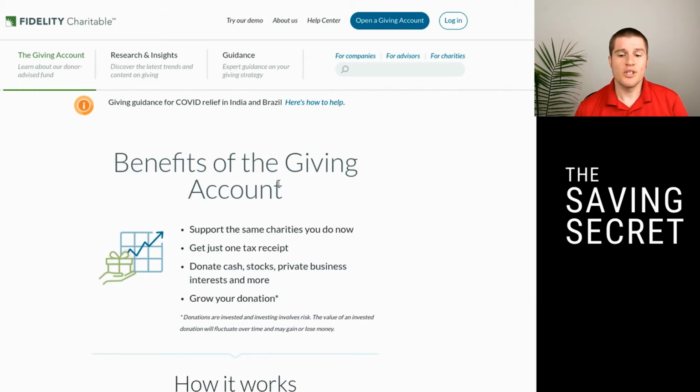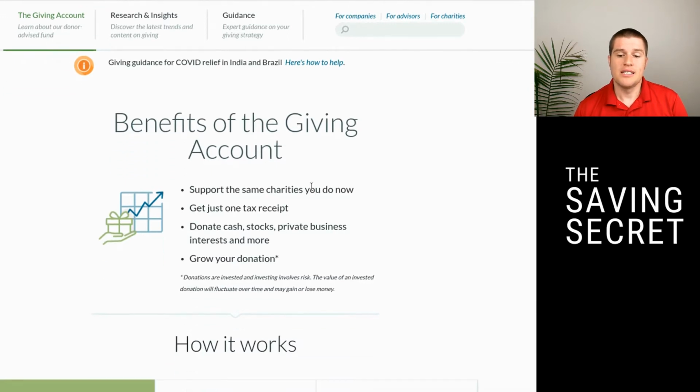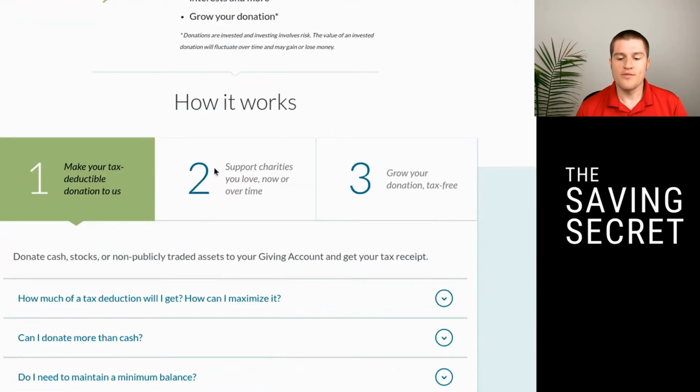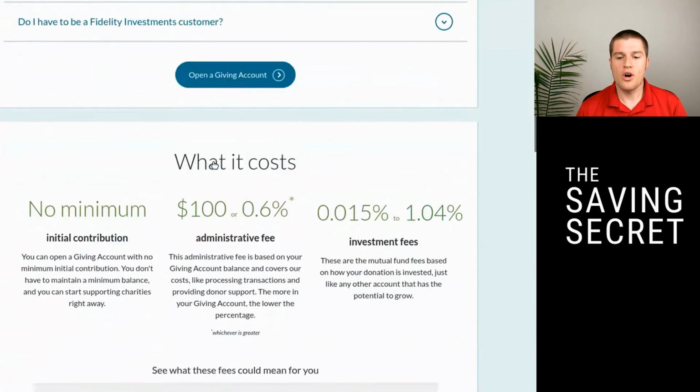So again, just a real brief overview. You can support the same charities that you do right now. You only get one tax receipt. You're not having to manage all those different organizations. You can donate cash and stock, and then you can continue to watch your charitable contribution grow over time, which is a huge benefit. Kind of talked about how it works, but let's talk about what are the costs.